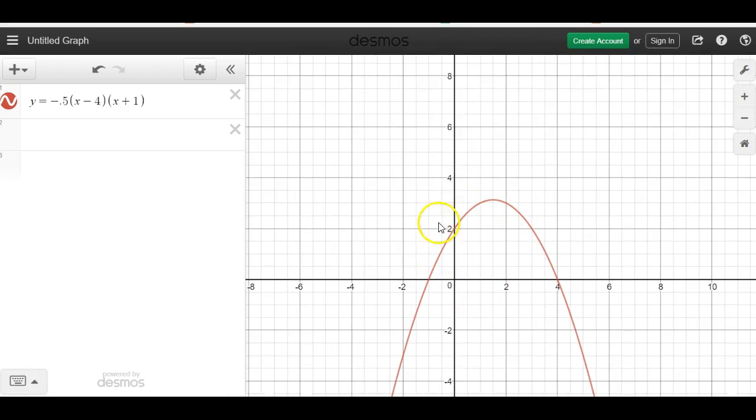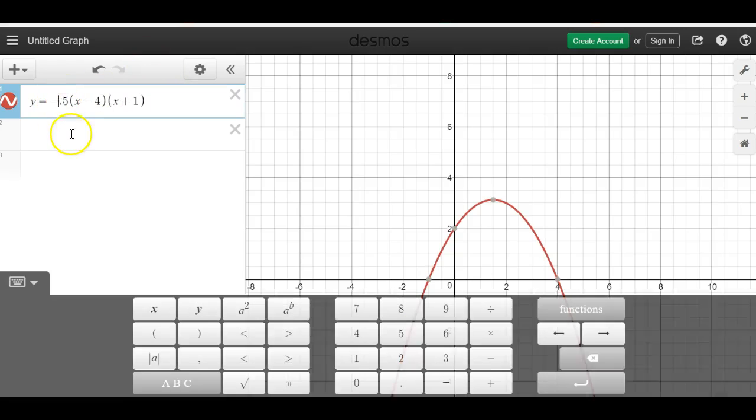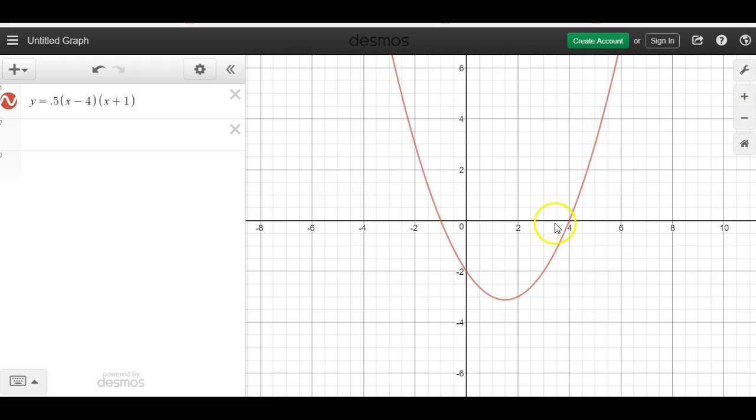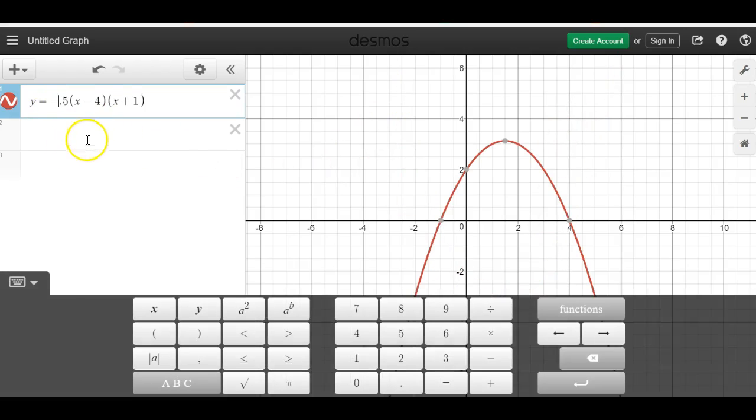The vertex is shorter now. So this number here is affecting the vertex we see. And if it's negative, that makes it open down. Watch, if I take away that negative sign, now it's opening up. Everything is going up when it's positive, but when it's negative, everything is opening down. Here are the key features right here.